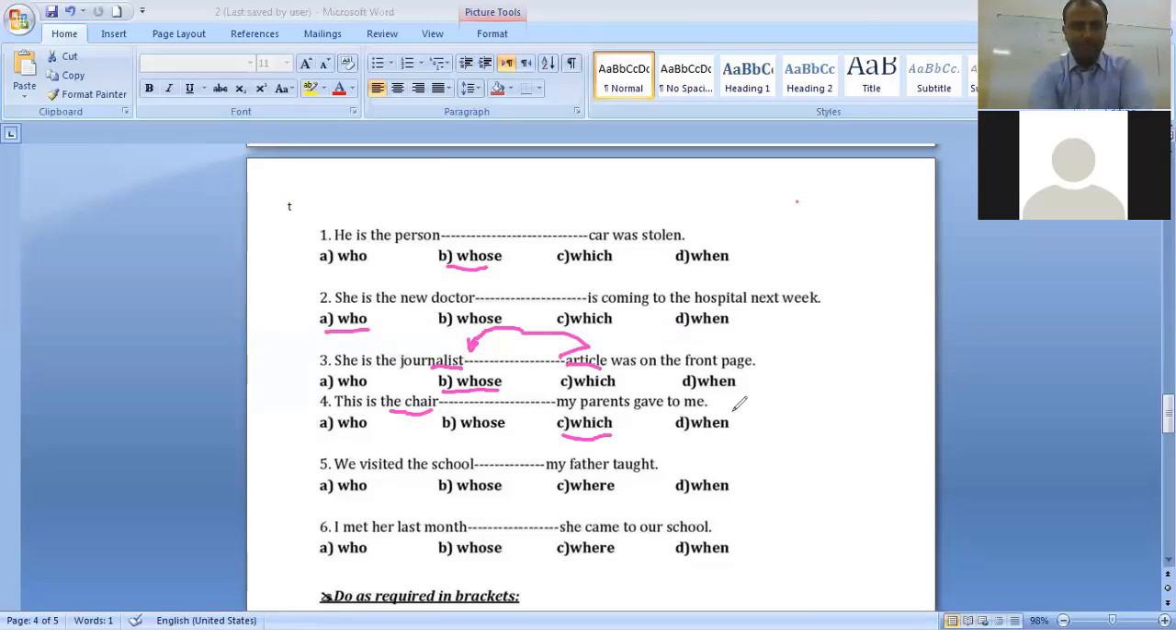Number 5. We visited the school my father taught. Khalid, thank you. Yeah, here I'm talking about the place. I'm talking about place, which is school. School is place. When I'm talking about places, we use where. Okay, last one, number 6.